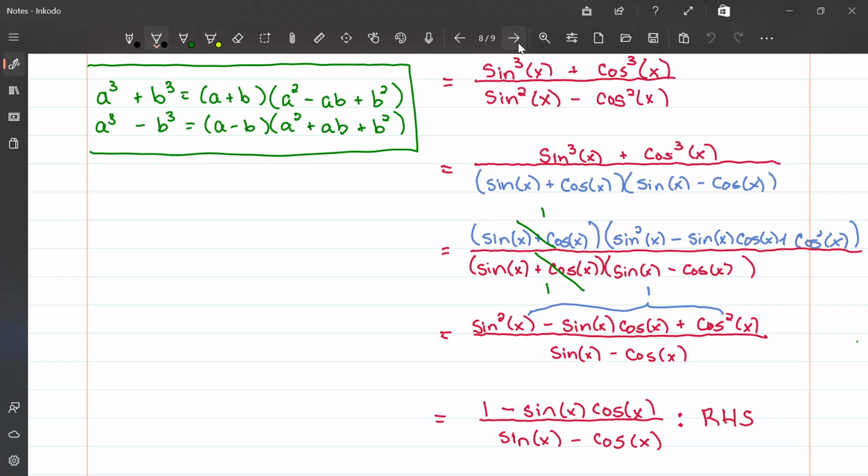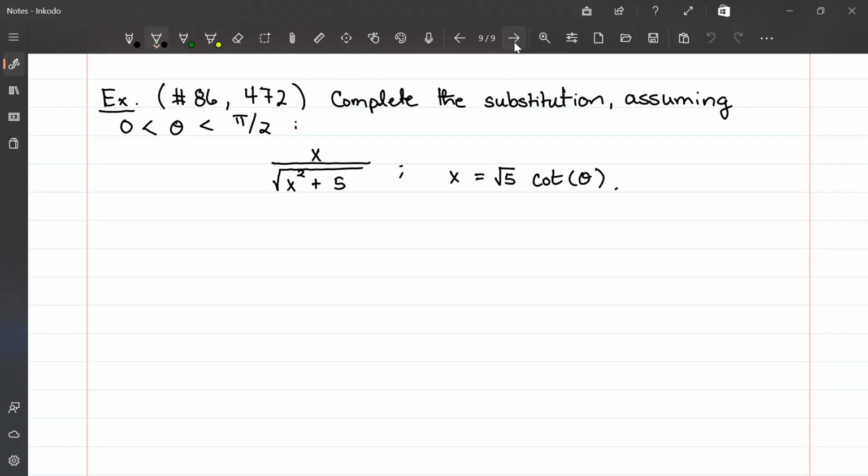All right, last one. We didn't get a chance to do much of these sort of problems, the substitution problems, so I want to make sure I cover another one. This is number 86 in the textbook, and it says we're going to complete a substitution making an assumption. We'll come back to that in a second. The expression we're going to be working with is x over the square root of x squared plus 5, and the substitution we're going to make is we're going to let x be root 5 cotangent of theta.